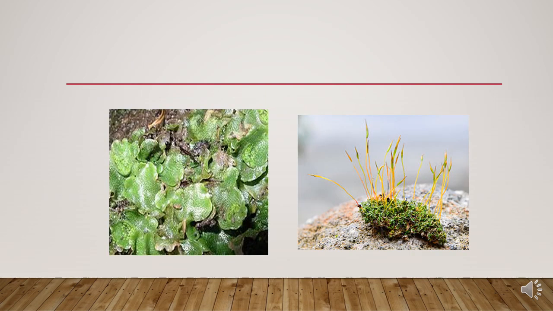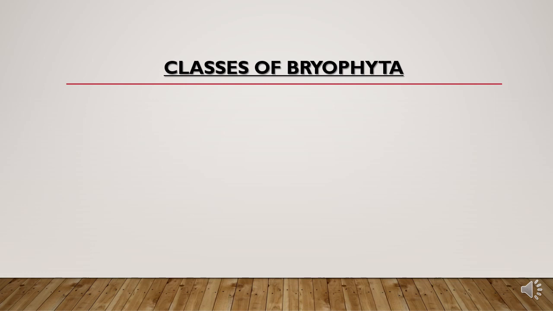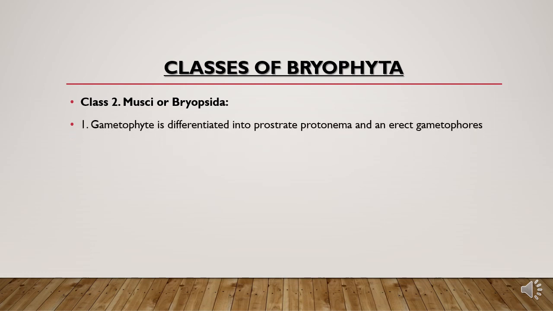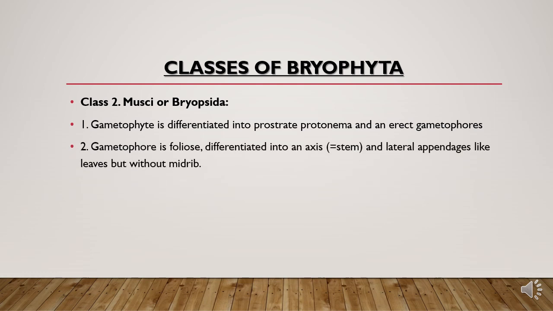So that's an example. But we're still under the classes of the Bryophyta, and the second is what we call the Bryopsida or the Musci. The gametophyte is differentiated into a prostrate protonema and erect gametophores. A gametophore is foliose, which means it is differentiated into an axis, which is a stem in this case, and lateral appendages like leaves, but without the midrib.